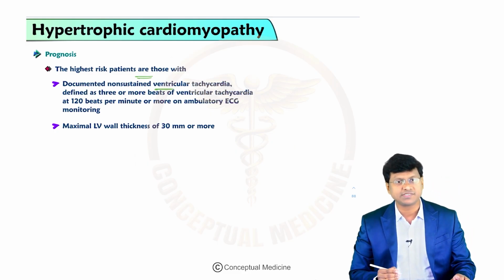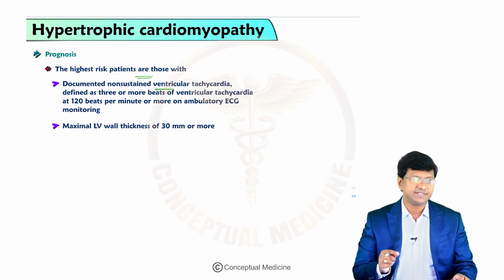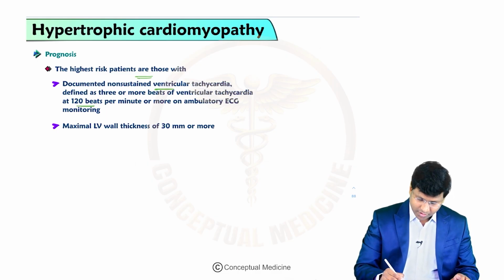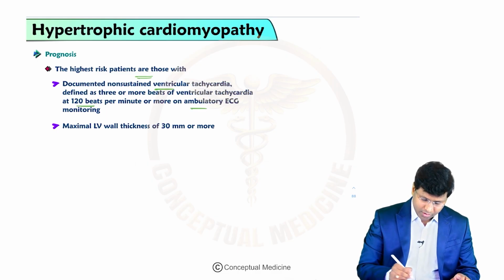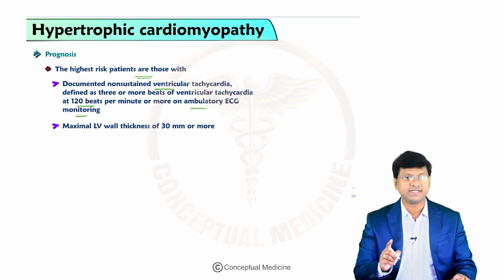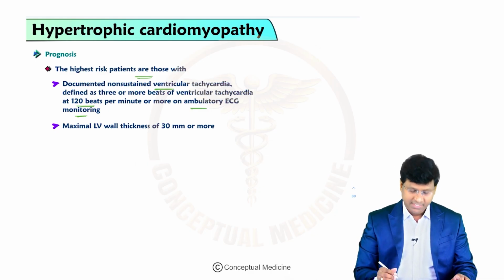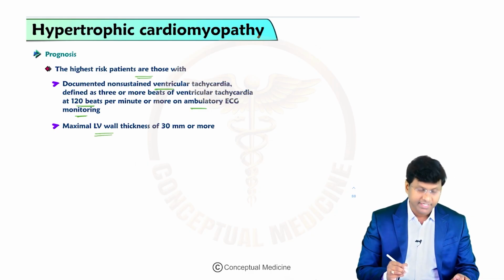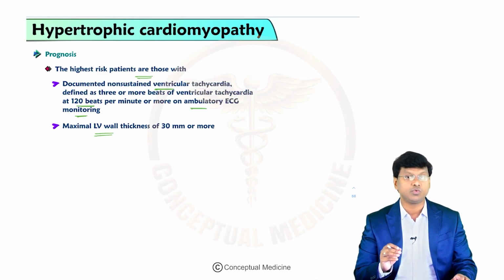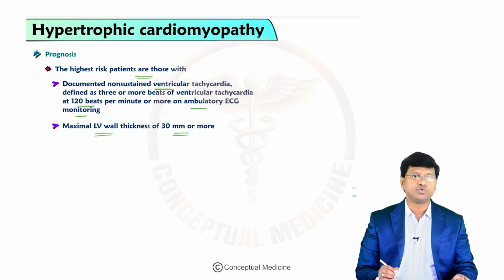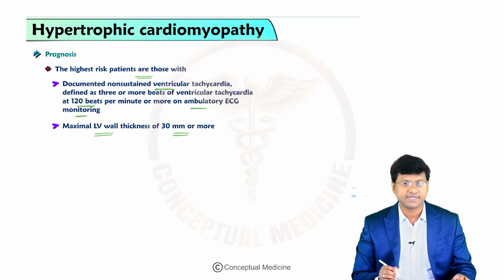What do you mean by the word non-sustained ventricular tachycardia? It is defined as 3 or more beats of ventricular tachycardia at 120 beats per minute or more on ambulatory ECG. So basically, patients with documented non-sustained ventricular tachycardia are also at risk of sudden cardiac death. And those individuals with a maximum left ventricular wall thickness of 30 mm or more are also at risk of sudden cardiac death.